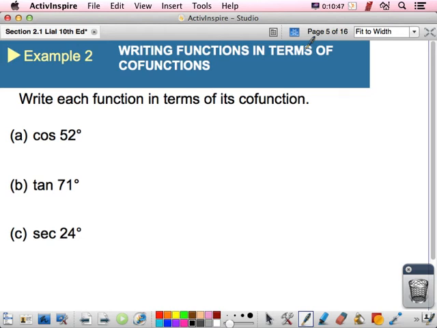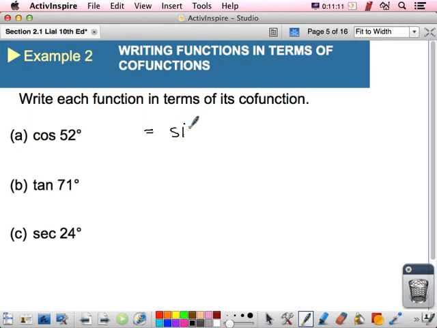All right, so let's look at examples where we could actually use the cofunction identities or the statement that we've learned about them. These instructions say write each function in terms of its cofunction. So I'm going to start you off with a trigonometric function, and you're going to tell me the cofunction and angle that it's equal to. So let's start with cosine of 52 degrees. What is the cofunction of cosine?